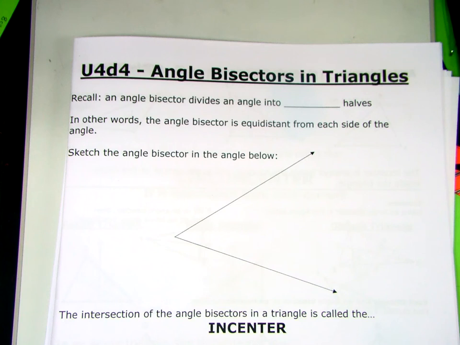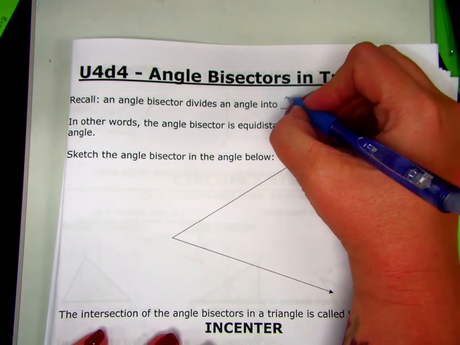So today we're doing Unit 4, Day 4, Angle Bisectors and Triangles. So we need to remember what an angle bisector is. An angle bisector divides an angle into how many halves? 2. And what kind of halves do you think they should be? Equal.